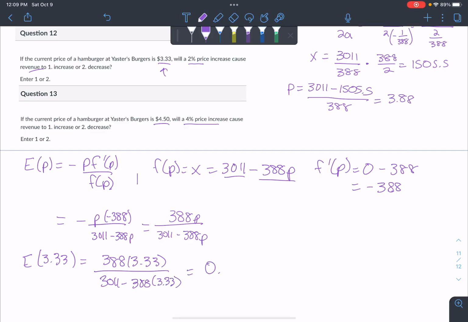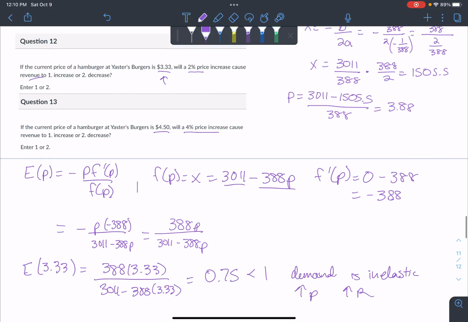I got 0.75, and so you want to look at whether this is equal to 1, greater than 1, or less than 1. So this is less than 1, so this means that demand is inelastic. So an increase in price will increase revenue. So I guess our answer is 1, increase.